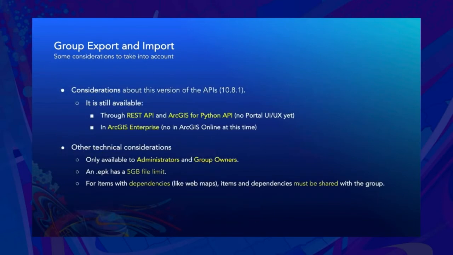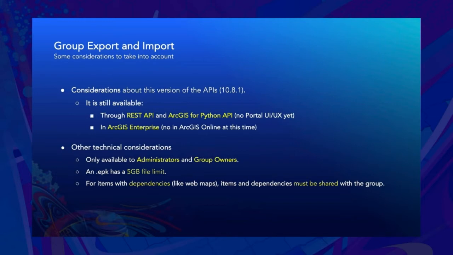Another consideration about the first version of the API is that it can only be accessed through the REST API and the Python API, so it is only a developer experience workflow, because we don't provide at this point user interfaces on the portal to run these operations, just the REST API interfaces. And as I mentioned at the beginning, it's not supported at this time on ArcGIS Online.